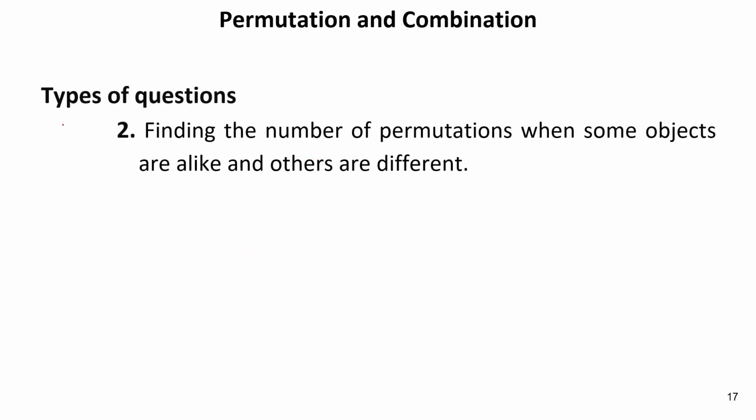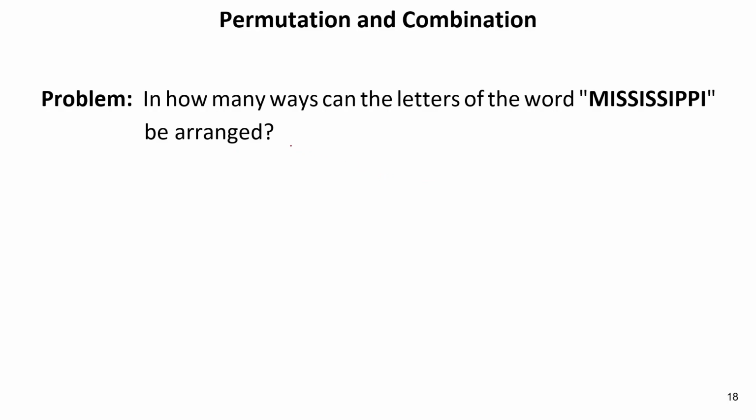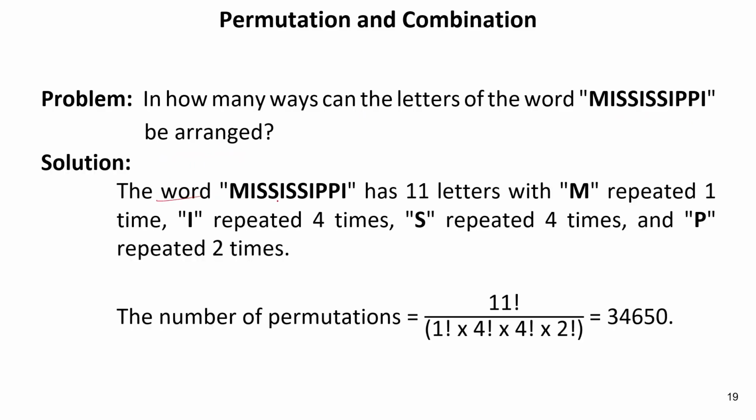Okay. So type of questions. Okay. Finding the number of permutations when some objects are alike and others are different. Okay. In how many ways can the letters of the word Mississippi be arranged? Okay. So the word Mississippi has 11 letters, right? 1, 2, 3, 4, 5, 6, 7, 8, 9, 10, 11.